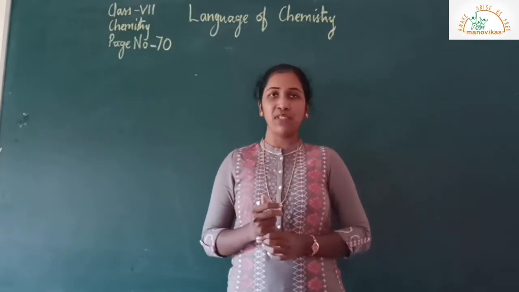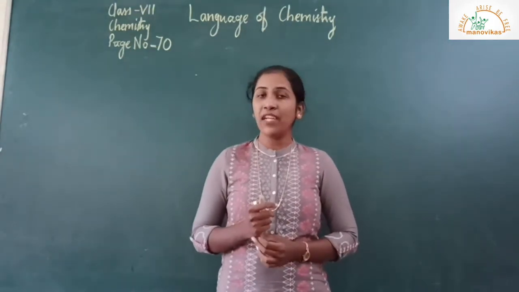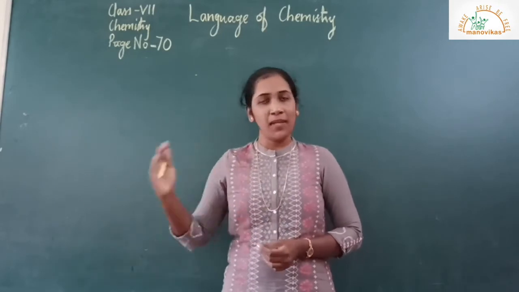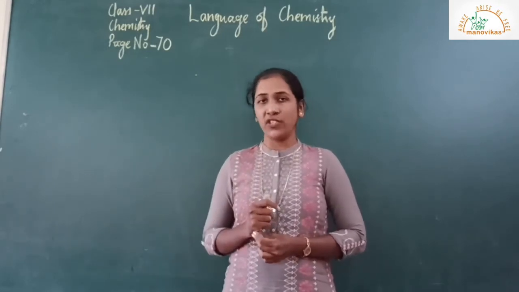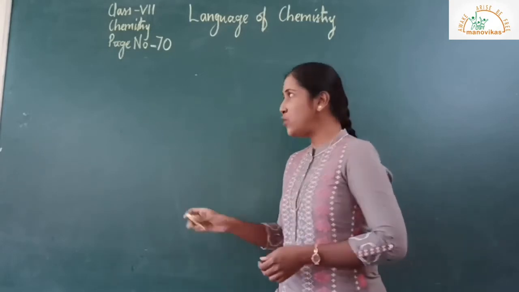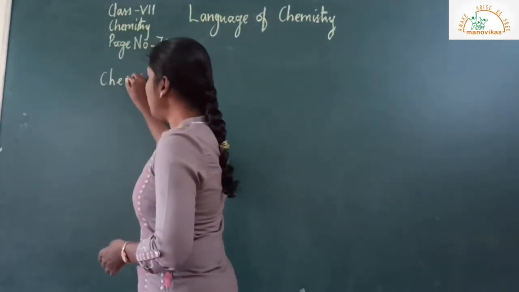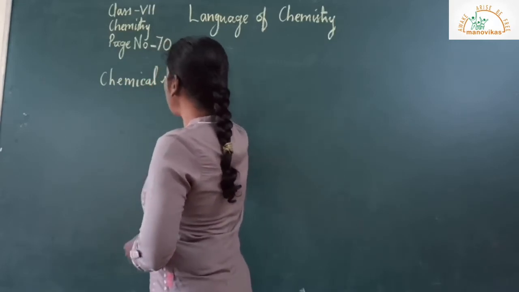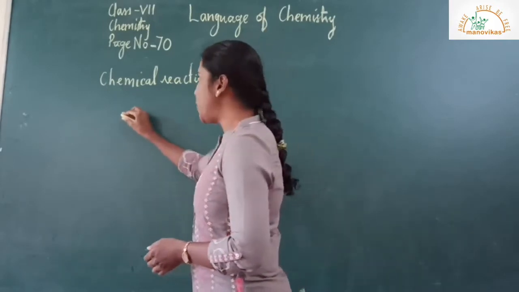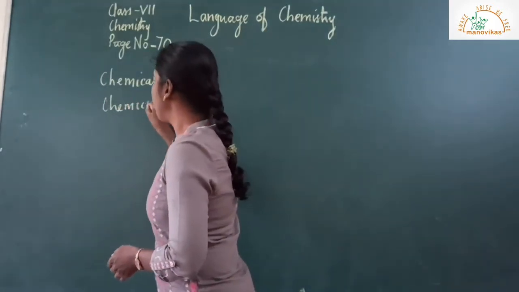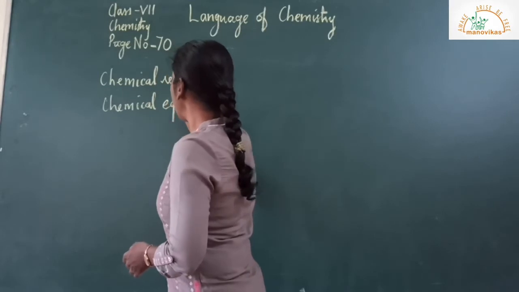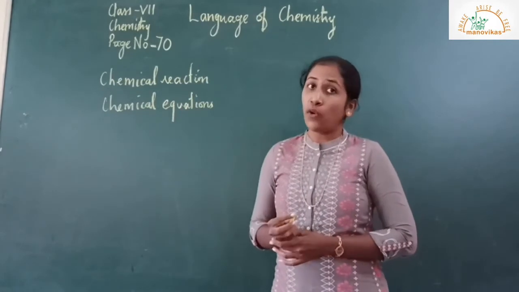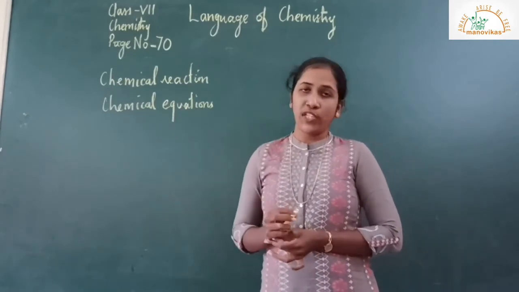Then with the help of symbols, we can write the chemical formulae, and based on chemical formulae, we can write the chemical equations. So in this chapter, we are going to study chemical reaction, and we are also going to study chemical equations. Now, chemical reactions are also considered as chemical change.